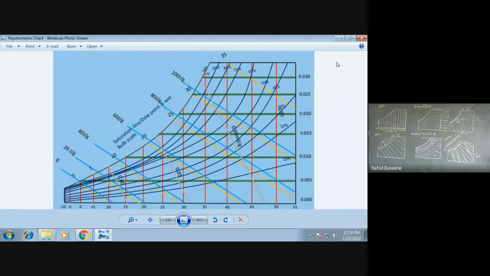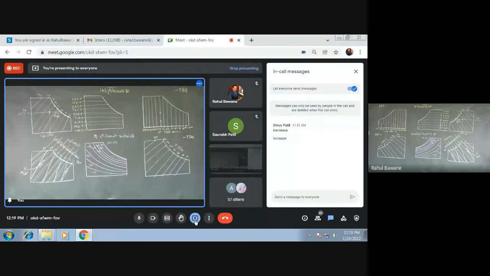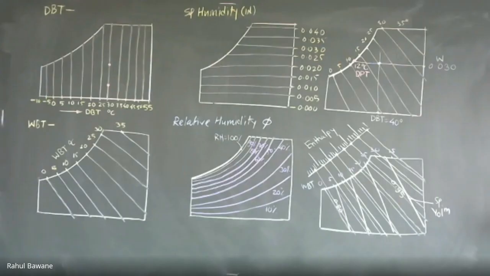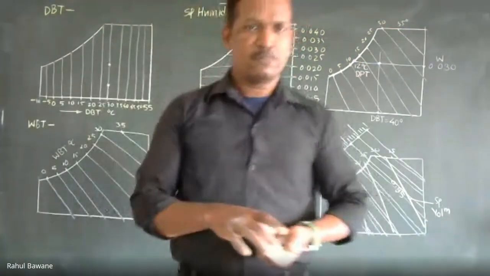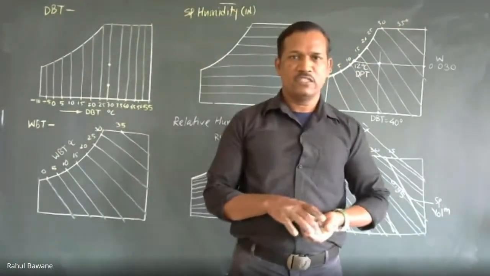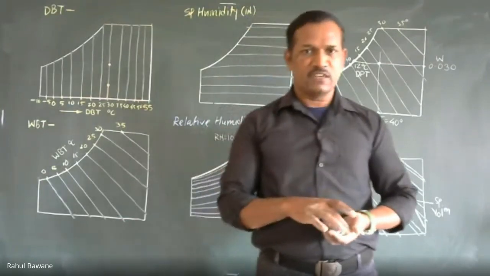So this is your complete psychrometric chart. When we have to plot any process on this psychrometric chart, we will get the psychrometric chart from the exam department. We have to plot the process and find out the values. So hopefully the basic terminology and lines concept is clear for psychrometry.